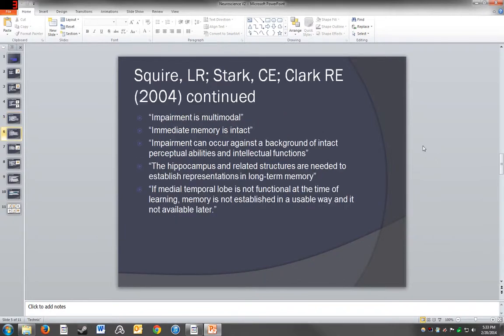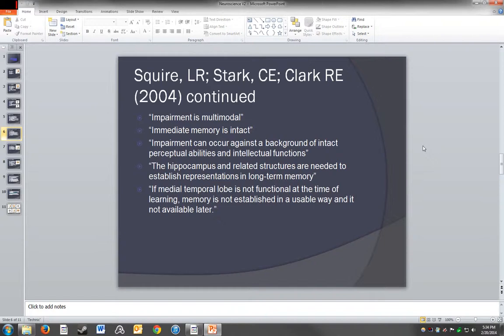And the first one is that impairment was multimodal, which essentially means that memory is affected regardless of what sensory modality in which information is presented. So it could be auditory or visual. It doesn't matter, it's all compromised, which is cool because this also means that it's really the central hub for all that stimuli.